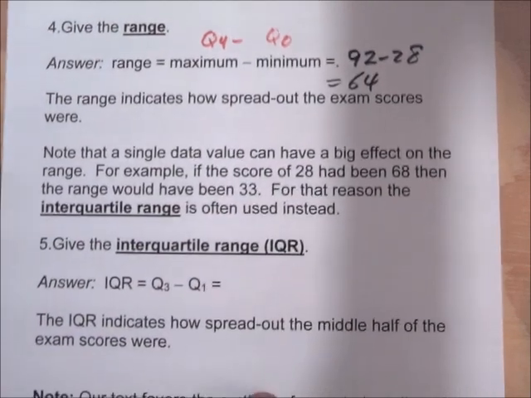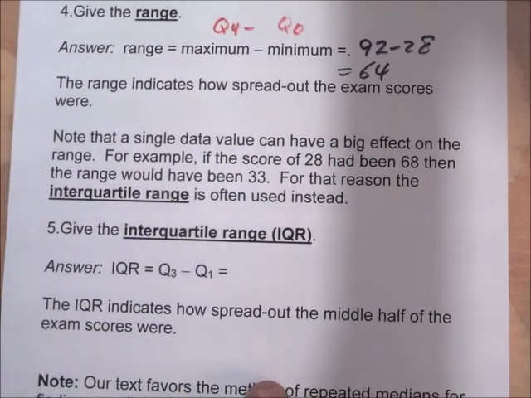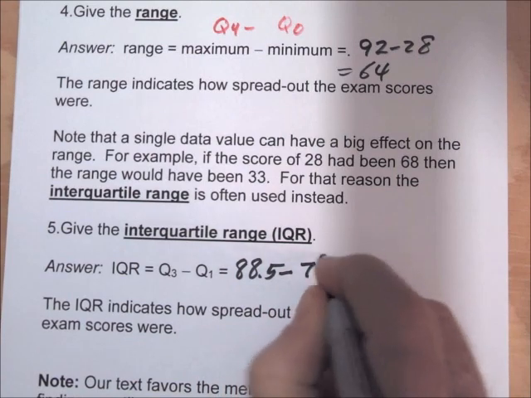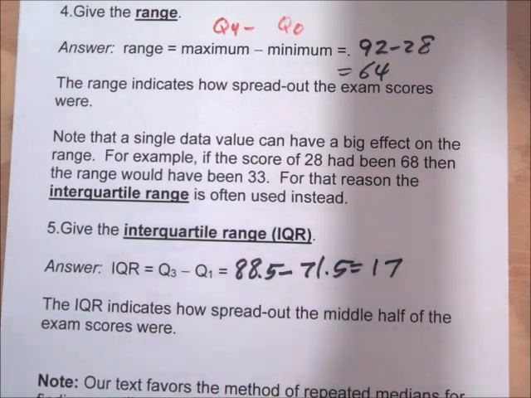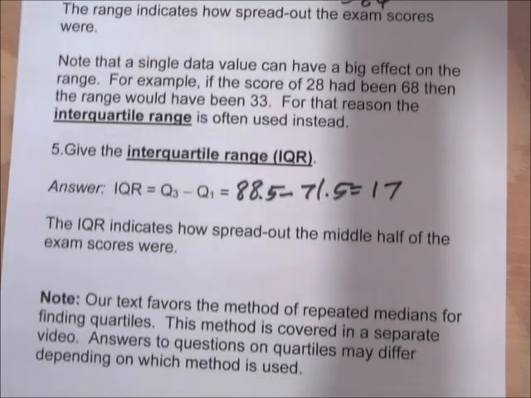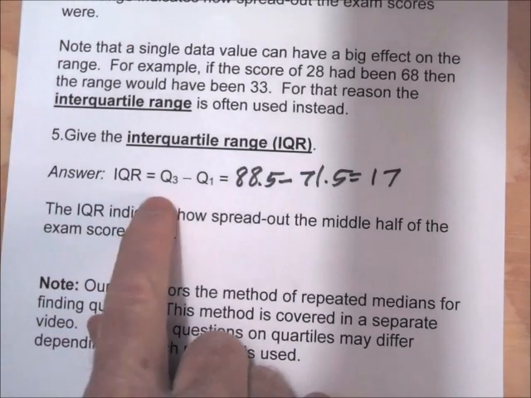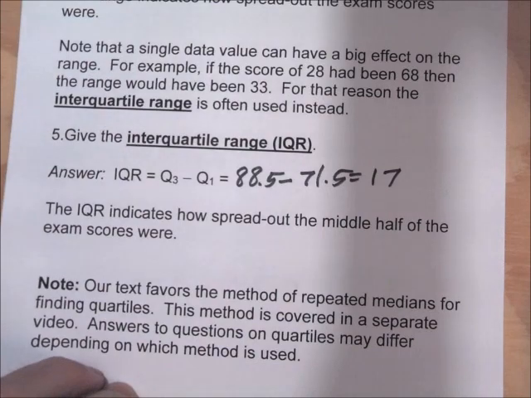So a measure of spread that is not affected by outliers is the interquartile range, and that's Q3 minus Q1. So this is going to be 88.5 minus 71.5, which would be 17. That measures how spread out the middle part of the data is. And again, our book uses the method of repeated medians for finding quartiles, which we'll go over in a separate lecture. So you might get a slightly different answer for the interquartile range using that method.